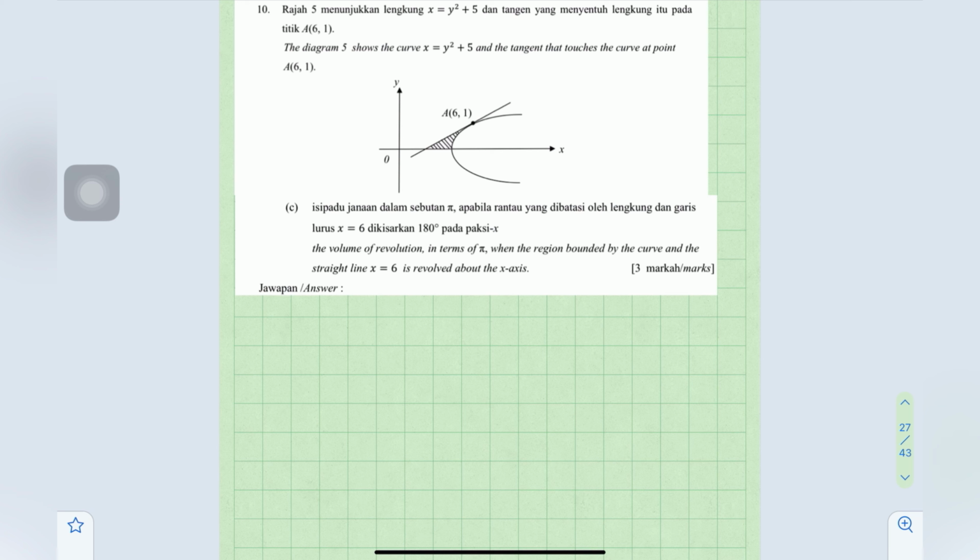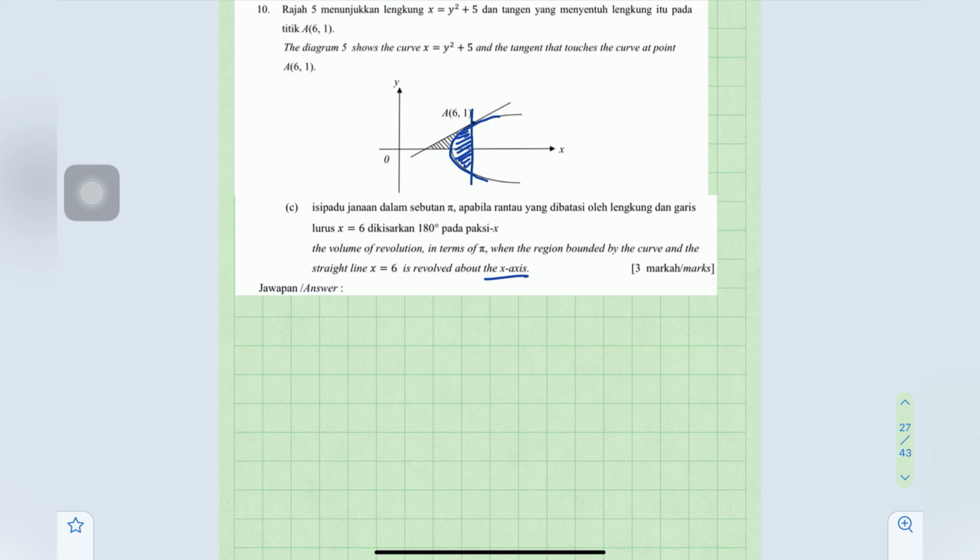Then C, find the volume of revolution in terms of pi when the region bounded by the curve and the straight line x equals to 6 is revolved about x-axis. Okay, so kita kena cari dululah mana the region bounded by the curve and the straight line x equals to 6. So ini region bounded by the curve, and x equals to 6. So inilah x equals to 6. So this is the shaded region yang kita nak rotate about x axis.